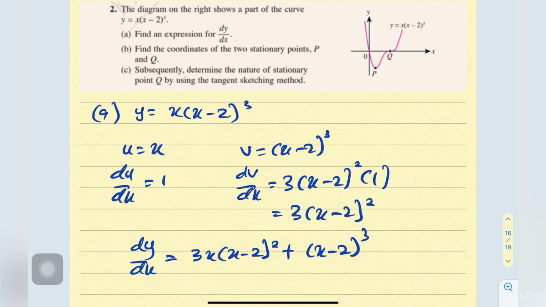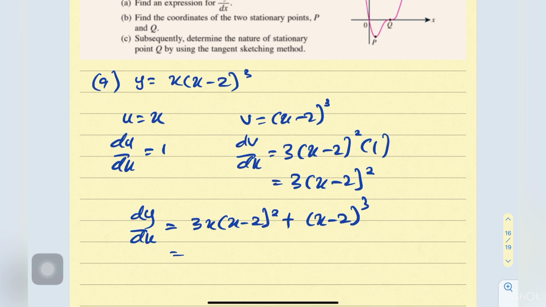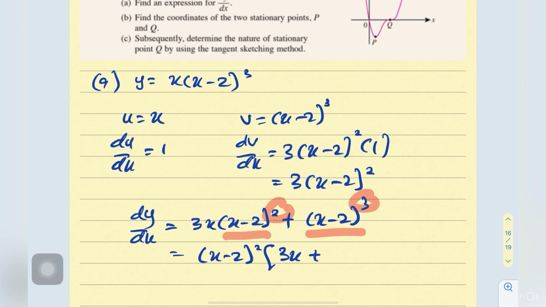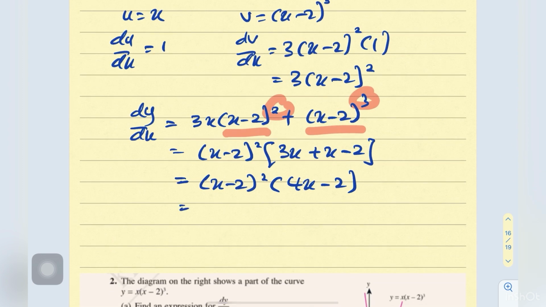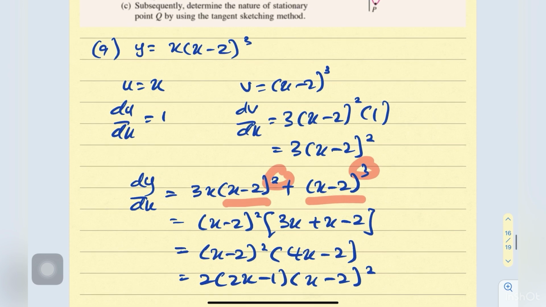To simplify, we can factorize, and we choose the smaller power to take out. So (x minus 2) squared times (3x plus x minus 2). So this is (x minus 2) squared times (4x minus 2). We can factorize again, taking 2 out. So 2(2x minus 1)(x minus 2) squared. This is the dy/dx.